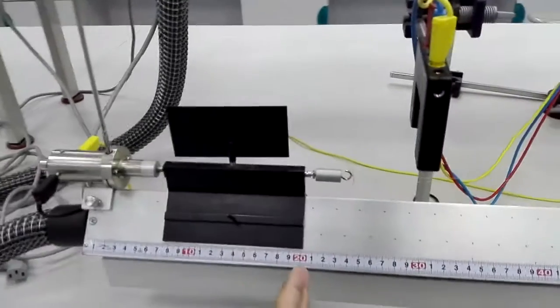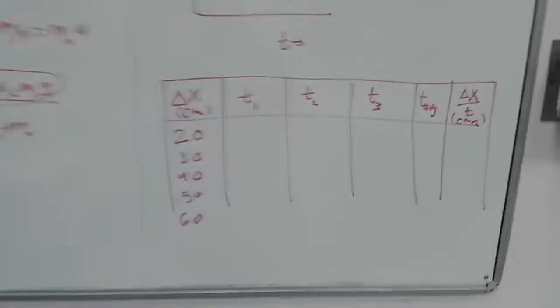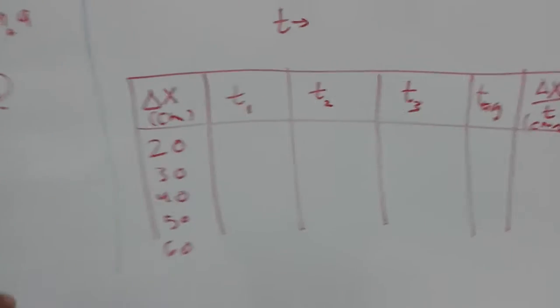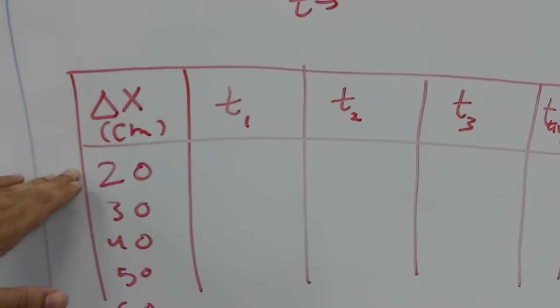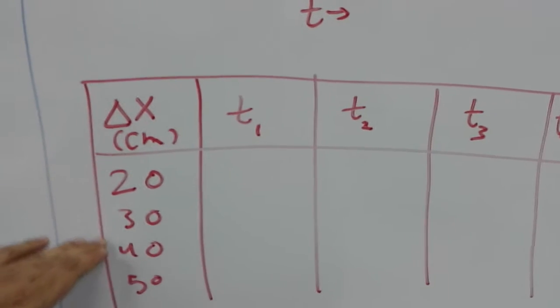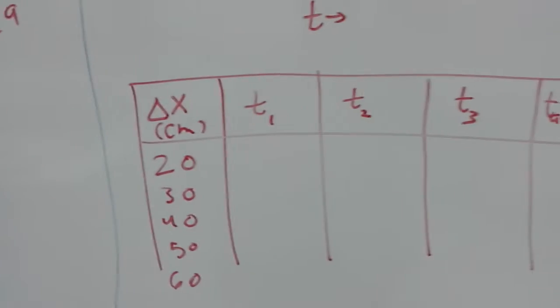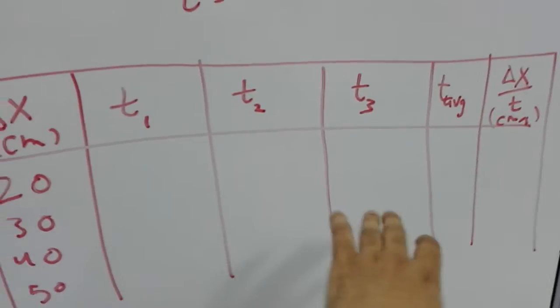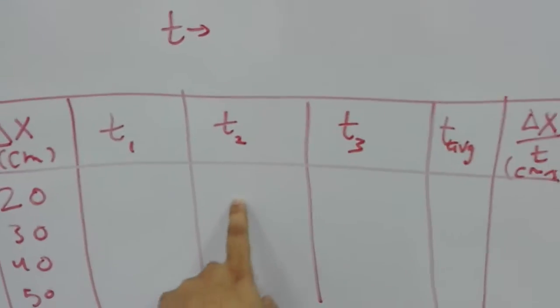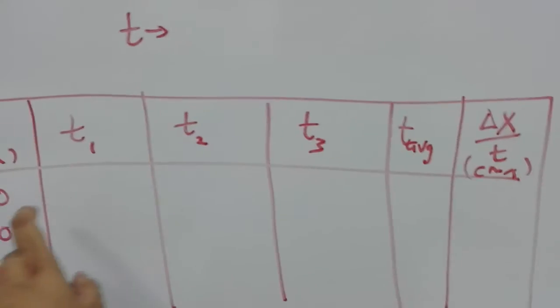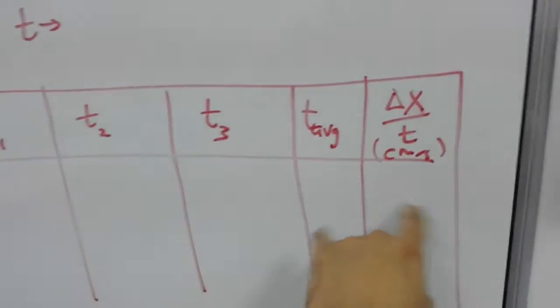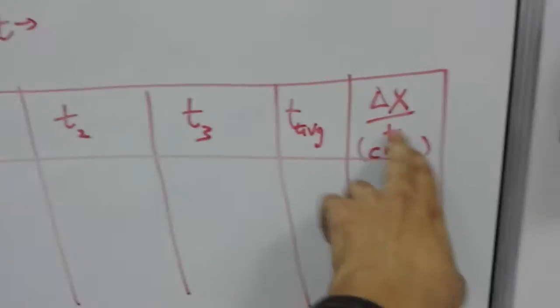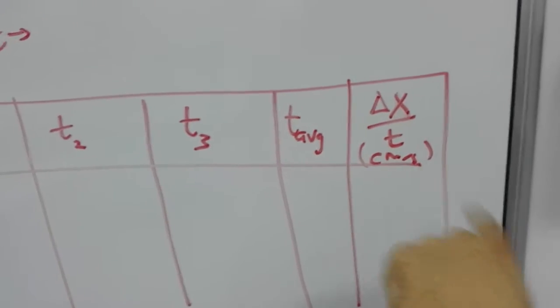So let's first look at the data. We'll go through the theory afterwards. You have to fill up this table. You're going to take different distances between the sensor and the mass, and you're going to find the time for each of that distance. You're going to take 3 readings for each distance, and then you're going to take the ratio of delta x divided by t average. So this is t average, and these are the units, centimeters per second.